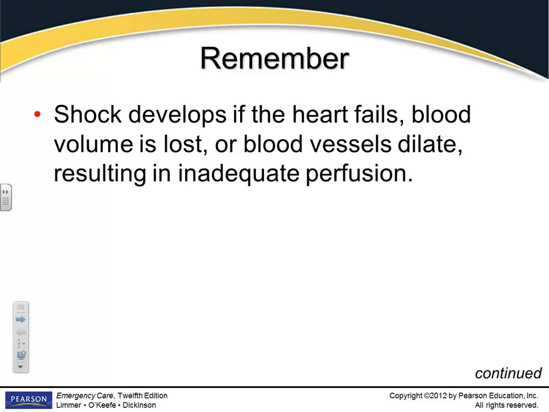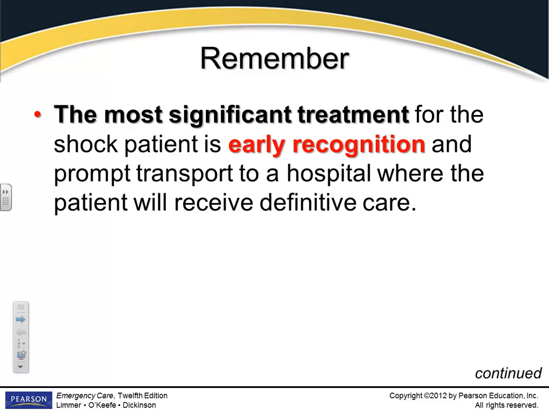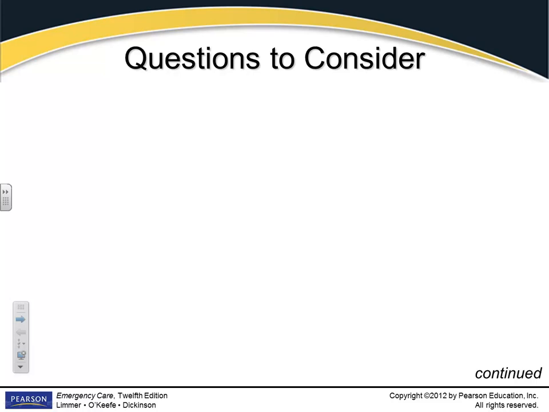Shock develops if the heart fails. What kind of shock is that if the heart fails? Cardiogenic. Blood volume is lost. Hypovolemic. Blood vessels dilate. Loss of tone. Neurogenic shock. Good work. Signs of shock reflect the body's attempt at compensation. The significant treatment for shock patient is what? Early recognition. You've got to look for it, expect it, treat for it, get them transported.